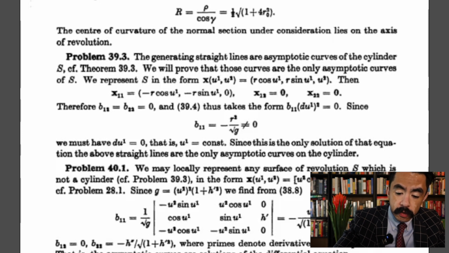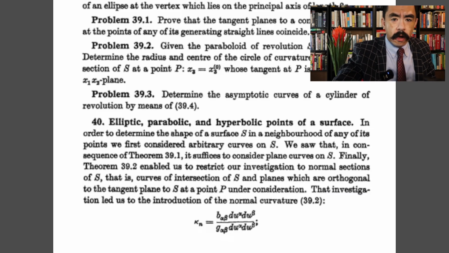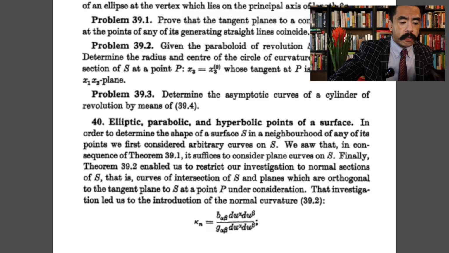Since this is the only solution of that equation, the above straight lines are the only asymptotic curves on the cylinder. Continuing on, section 40. Elliptic, parabolic, and hyperbolic points of a surface.